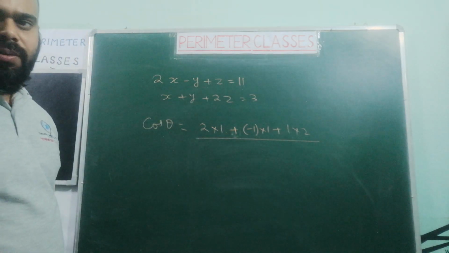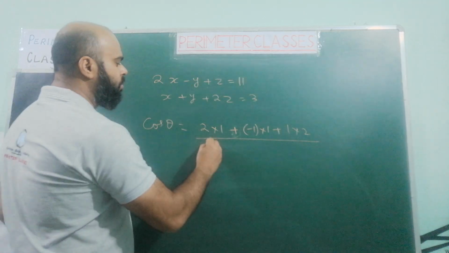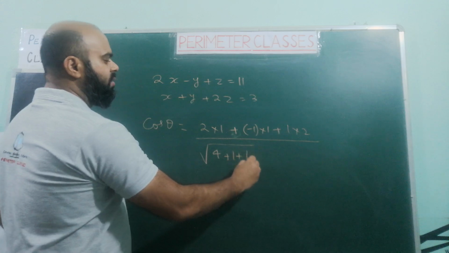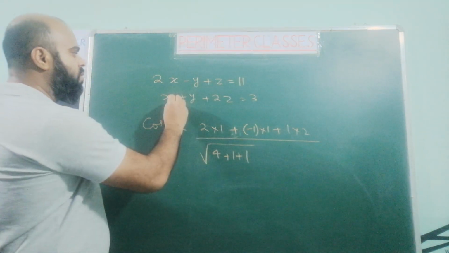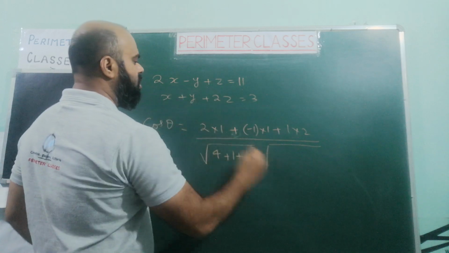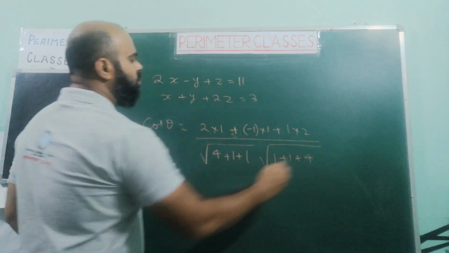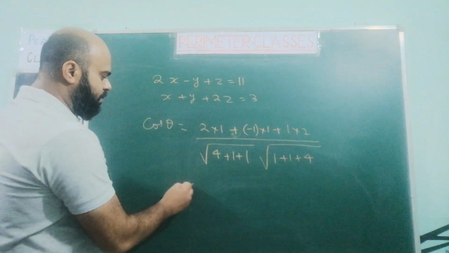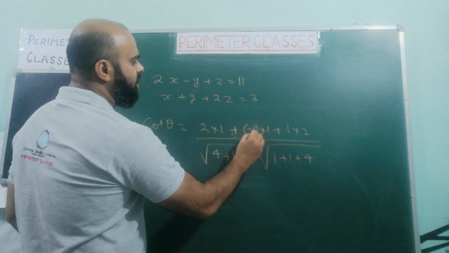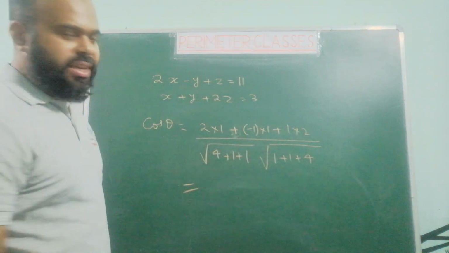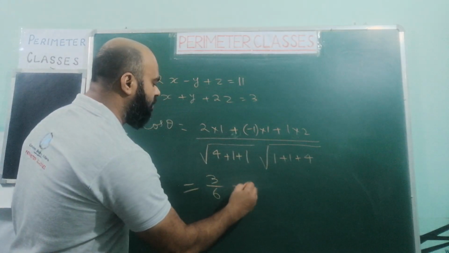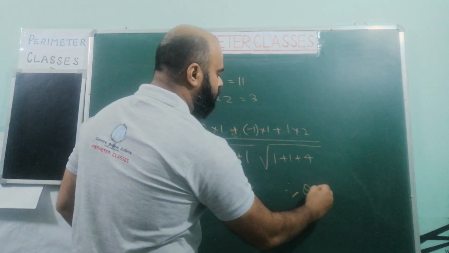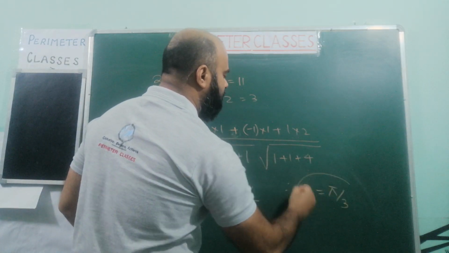So a1 a2 plus b1 b2 plus c1 c2 by root over a1 square is 4, b1 square will be 1 and c1 square will also be 1. What about this term? Root over 1 plus 4 plus 1 here also. So you will get root over 6 into root over 6, which will be 6. And here 2 minus 1 is 1 and 1 plus 2 is 3. So 3 upon 6, which is half. So what is the value of theta now? Therefore theta is equal to pi by 3, that is 60 degrees.